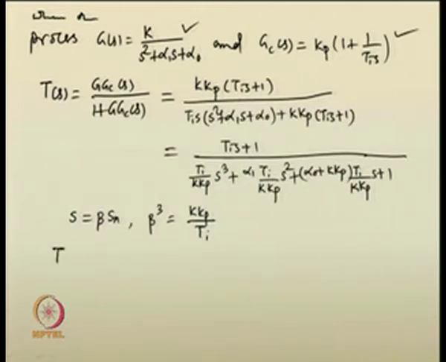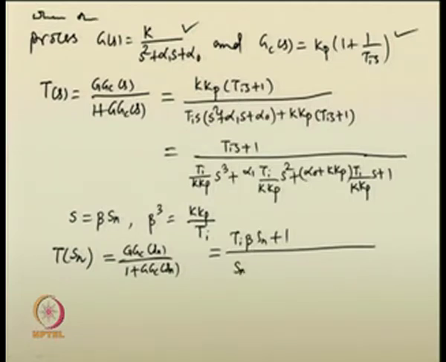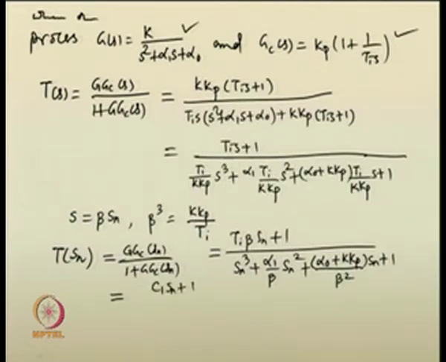it is easy to get the closed loop transfer function in the normalized form, given as T(sn) equal to G Gc(sn) upon 1 plus G Gc(sn), in some convenient form, which can be written as (Ti beta sn plus 1) upon sn cubed plus alpha 1 by beta sn square plus (alpha 0 plus K Kp) by beta square sn plus 1, which can be written in the generalized form (C1 sn plus 1) divided by sn cubed plus d2 sn square plus d1 sn plus 1.